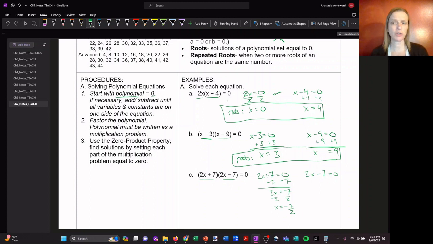For this other equation over here, I'm going to add 7 to both sides. So I have 2x equals positive 7. And then I'll divide both sides by 2 and get x equals positive 7 halves. And so those are my roots: x equals negative 7 halves and positive 7 halves.